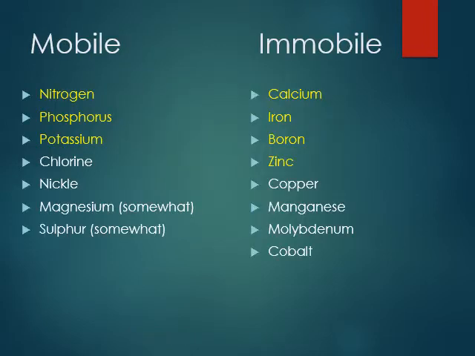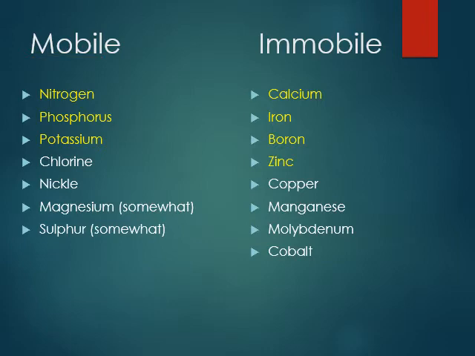So things to remember. Again, I think I mentioned this before that macronutrients tend to be mobile and micronutrients tend to be immobile. So your NPK, it's no surprise you find them on this side. We rarely talk about chlorine and nickel, but we do talk about magnesium and sulfur. And these are more along, especially sulfur, on the line of somewhat mobile. So we'll keep that in mind as we talk again about where to find it.